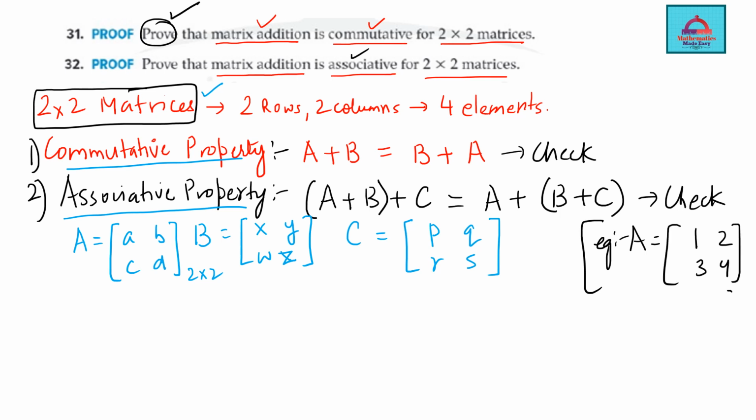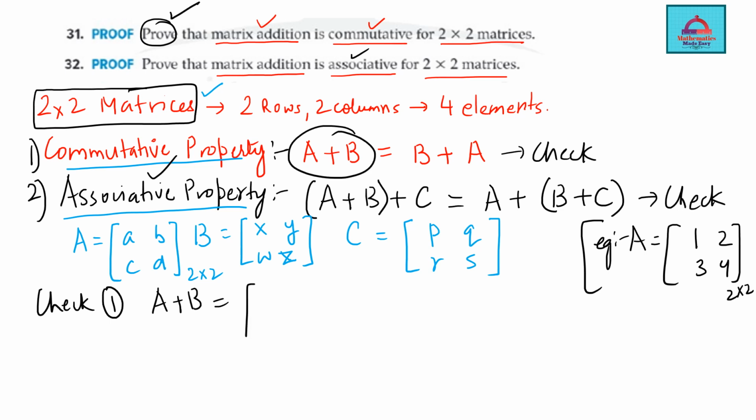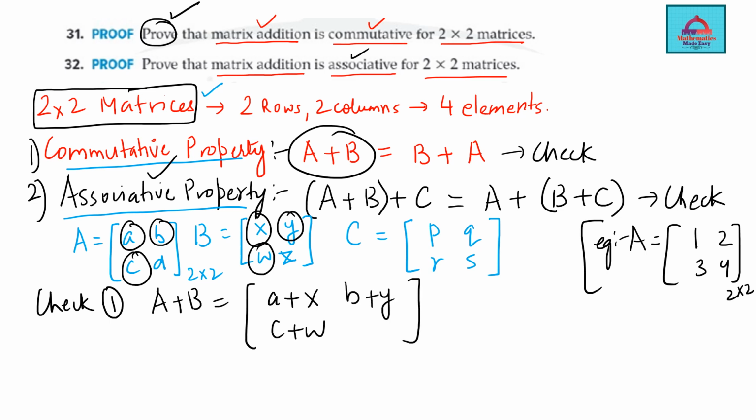So what is this? This is a 2 cross 2 matrix having elements 1, 2, 3 and 4 at A11, A12, A21 and A22 positions. So let's check property number 1, which is commutative first. So A plus B, that's the left hand side. Add A to X, A plus X, add C to W, C plus W, add B to Y, B plus Y, and add D to Z, D plus Z. This is A plus B.